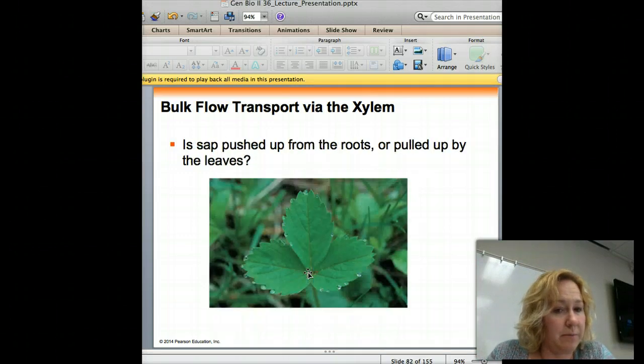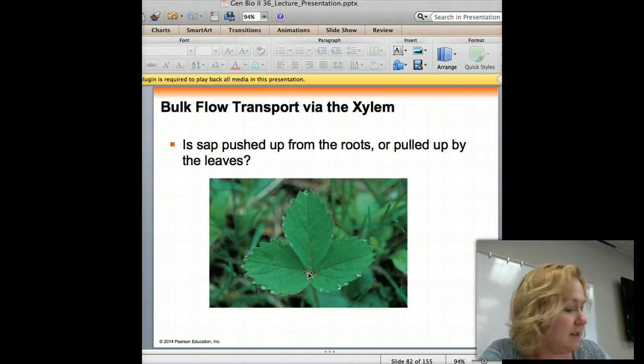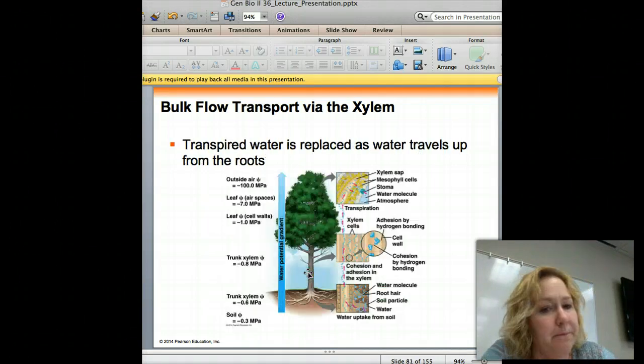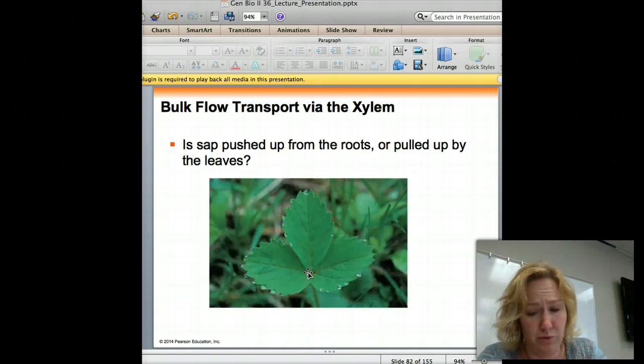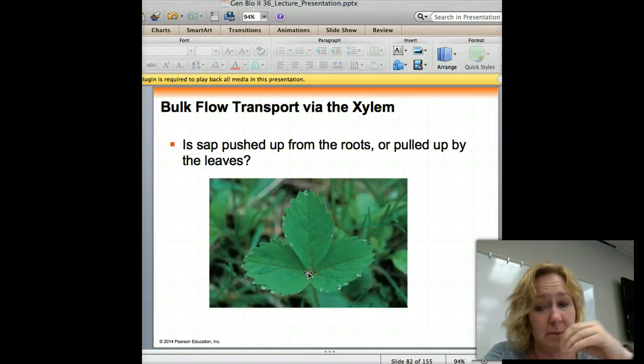It's required as water travels up the roots. Okay, this is cool. I love this. This is fun. There's a little bit of root pressure, so let's go back. It is replaced as water travels up from the roots. The roots are like, come on, go, go. It's like a poking. Go, dude, go, come on. This is not huge. This is not what's driving the process. Do not be confused. Transpiration is driving the process.